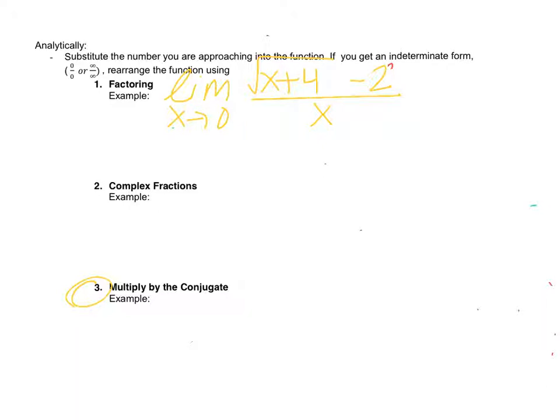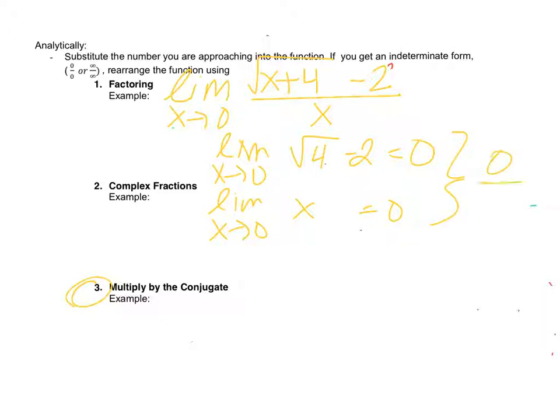Okay, so this has a square root in it. If I plug in 0, what happens? So if I take the limit of the top, limit as x approaches 0, on the top is the square root of 4 minus 2, which is just 0. Limit on the bottom, limit as x approaches 0 of just x is just 0. This gives me the indeterminate form, 0 over 0.